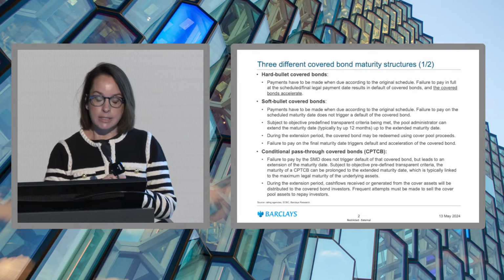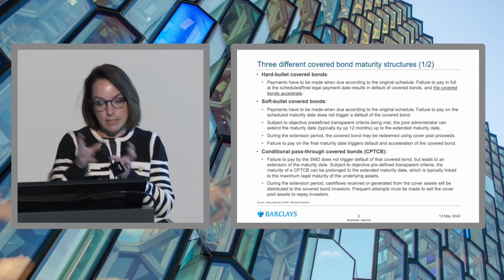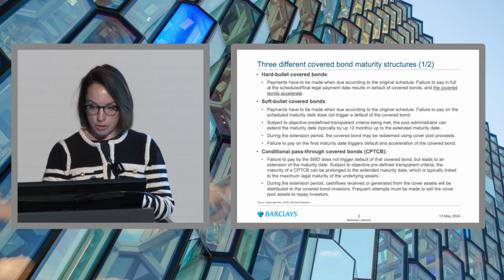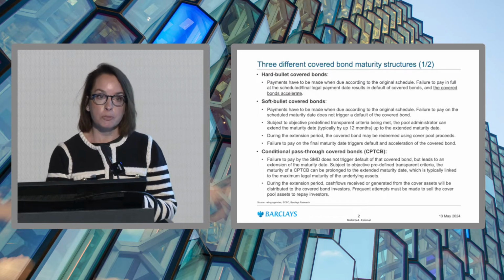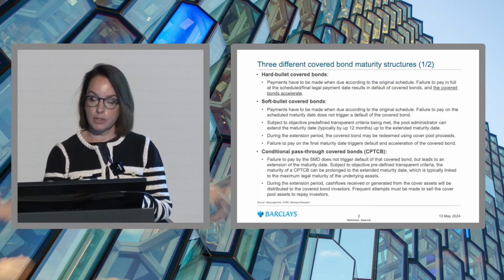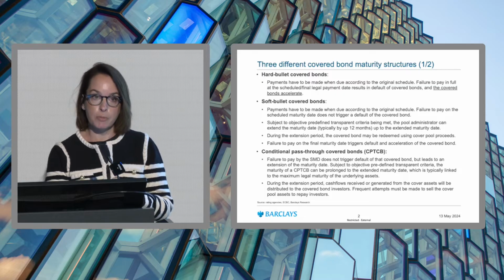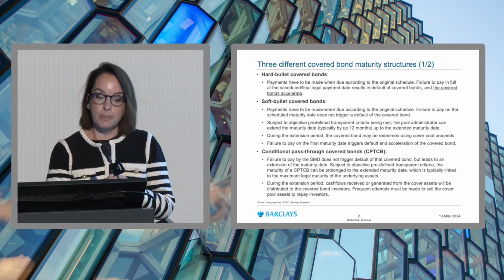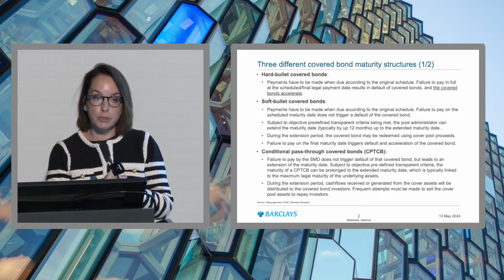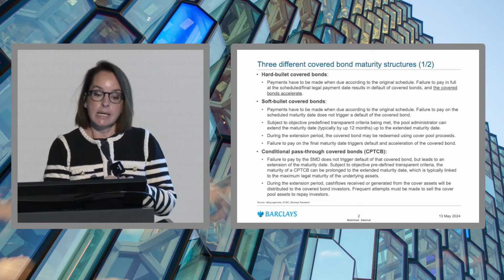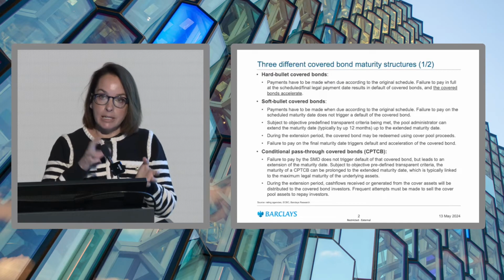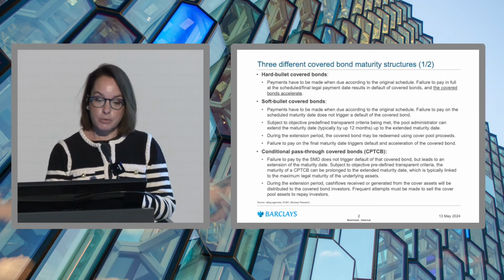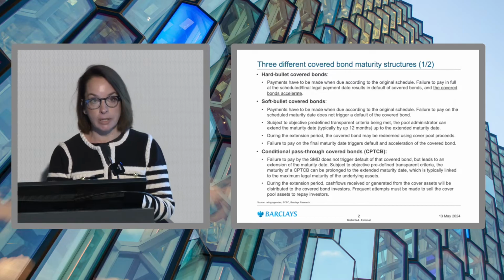Now in this type of extendable maturity structure, again, like a soft bullet, failure to pay by the scheduled maturity date does not trigger default of the covered bond, but leads to the extension of the maturity date. But contrary to the soft bullet, which is up to 12 months, in this case, the extended maturity date is linked to the maximum legal maturity of the underlying assets.